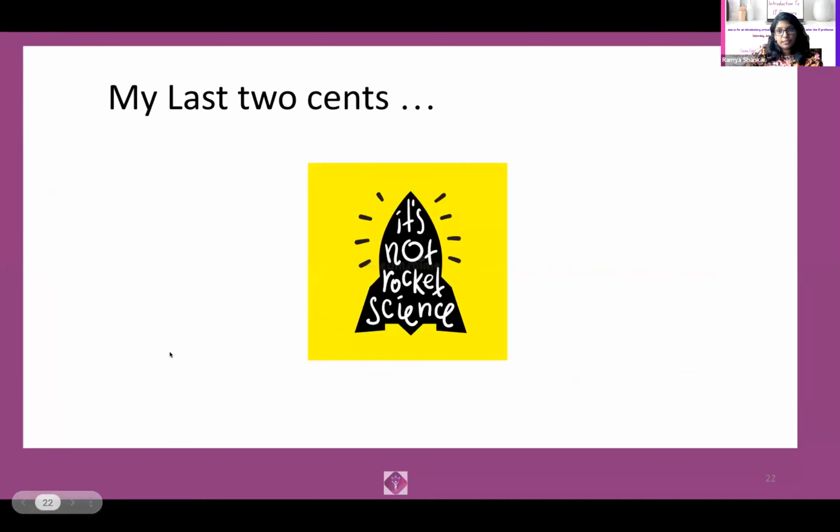Now, my last 2 cents for you. This is not rocket science. Everybody can do it. You already took the first step. It's just a small change you have to make going forward. Thank you for listening to me, and I now pass it on to Deepthi.